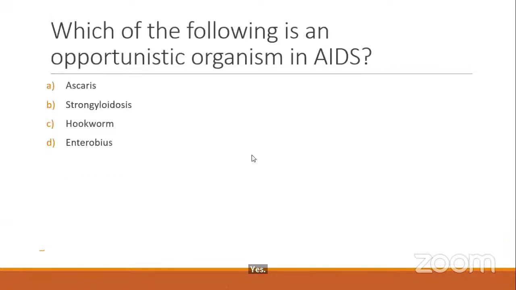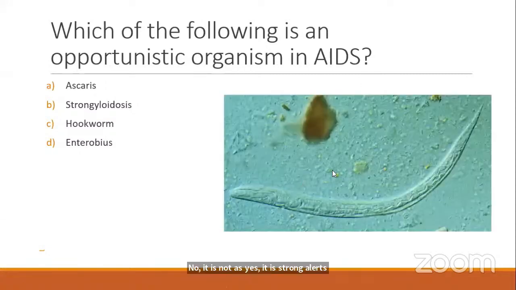So, which of the following is an opportunistic organism in AIDS? Which parasite? Yes, it is Strongyloides stercoralis. It has a rapidly forming larva. You can see it in a stool wet film examination. So this is typically seen as an opportunistic infection in AIDS.